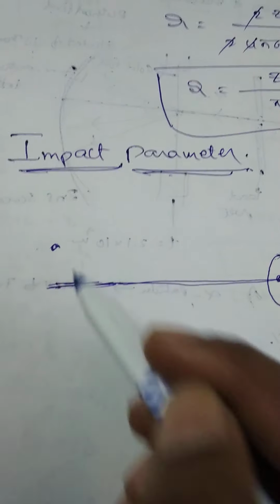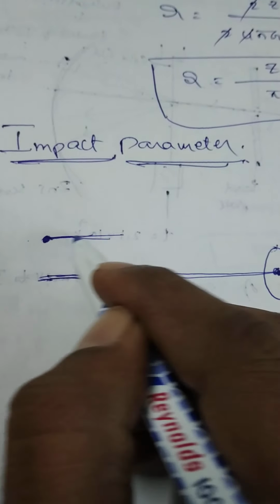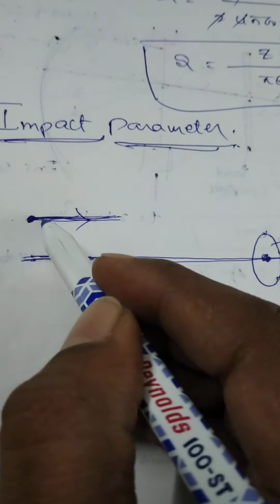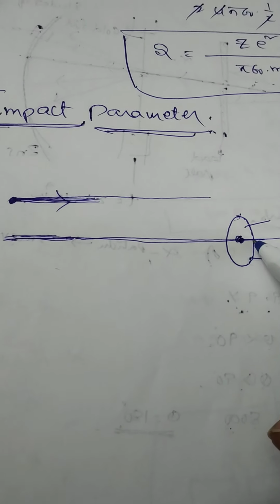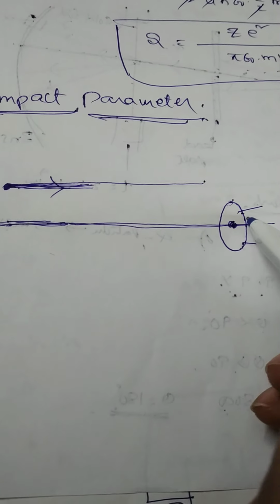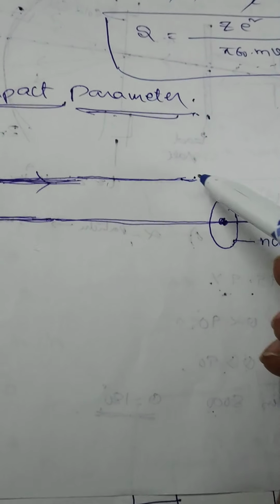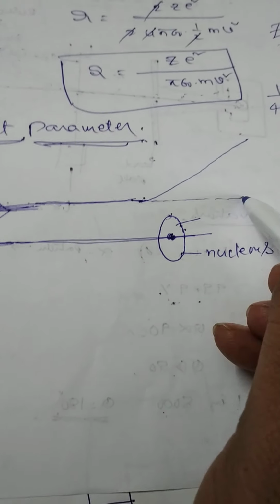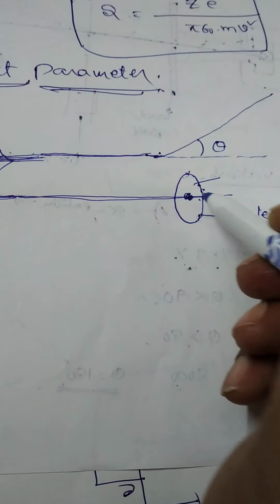Suppose this is a charged particle approaching the given nucleus from infinite separation. Suppose it is an alpha particle, which means it has a positive charge. The nucleus also has some positive charge. That's why there is a repulsive force acting on the positive charged particle by the stationary nucleus. Due to this repulsive force, the alpha particle may move along this direction. So this is the original direction, and the angle of deviation produced is theta. This is due to repulsion created by the nucleus.